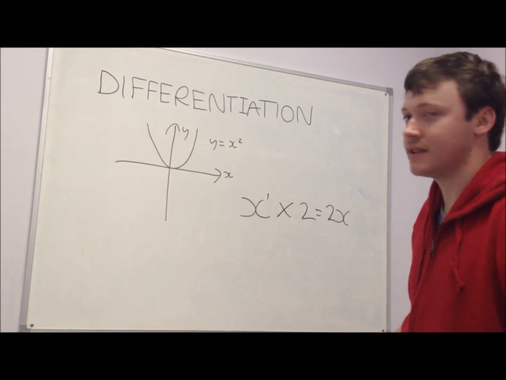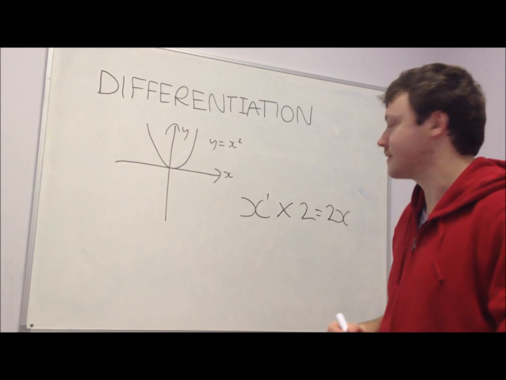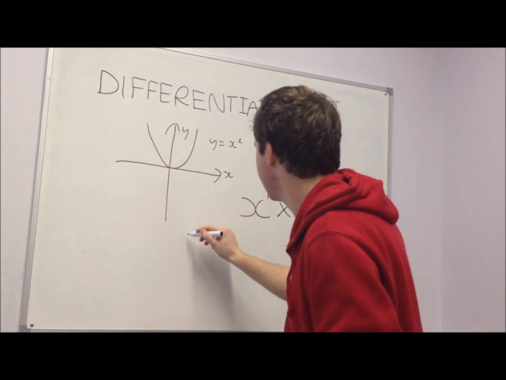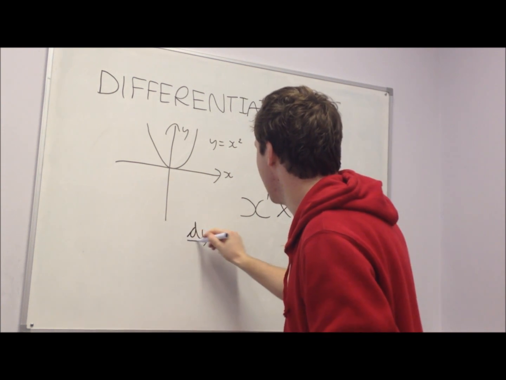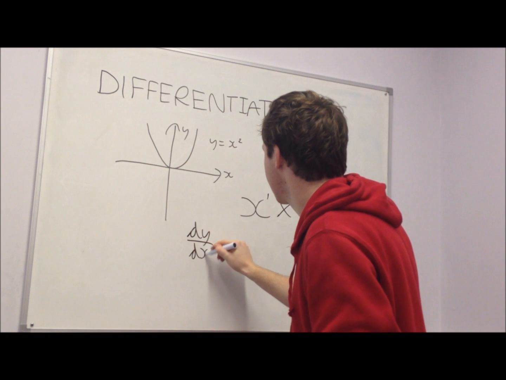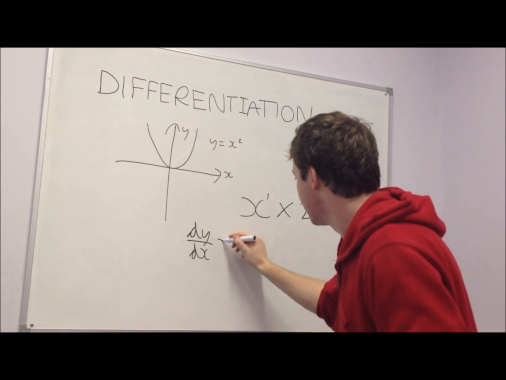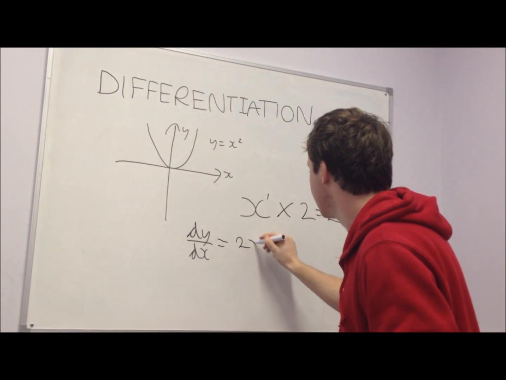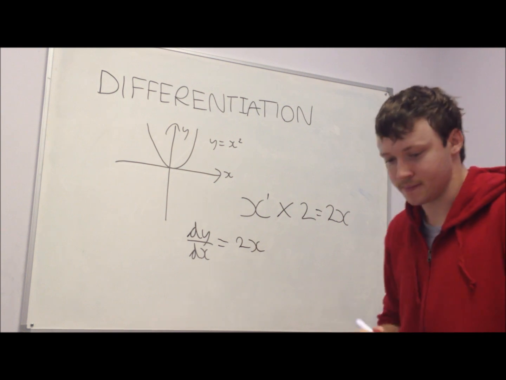What we've just done is differentiate y with respect to x, which is denoted as dy by dx. So we can just set that to equal 2x.